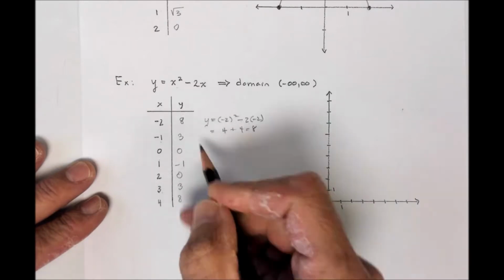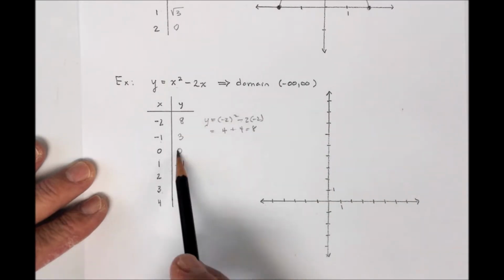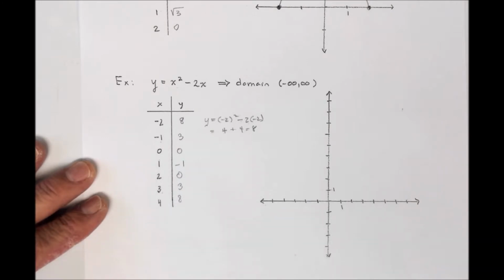And if you look at the y values here, notice the pattern that it's kind of the same 3 values above as below. So I'm going to have some symmetry here, which makes sense because this is the graph of a parabola, and we know that they have an axis of symmetry.